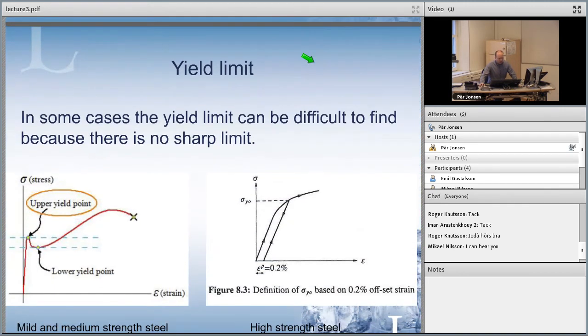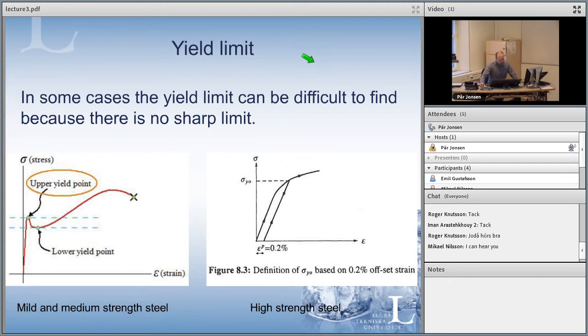So we look at the yield limit, and it's not so easy to find it sometimes, depending on what kind of material you have. Sometimes you may not see any yielding at all. Maybe you have just elastic behavior, and then you have fracture directly, especially in concrete and soil and so on. It's very difficult to see the yield limit. But as an example here, I have looked at mild and medium strength steel. Usually you have this behavior.